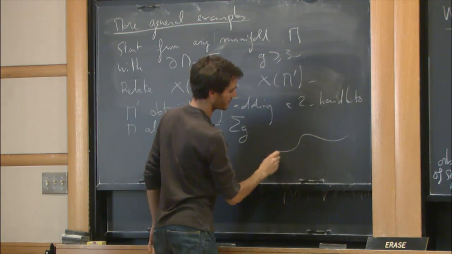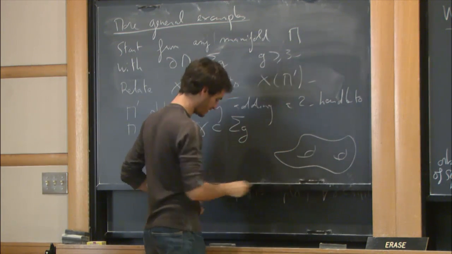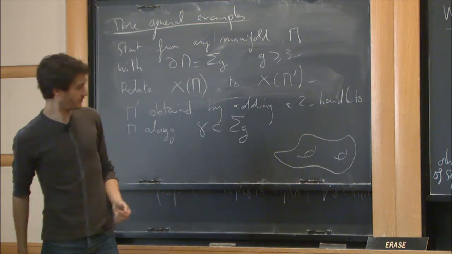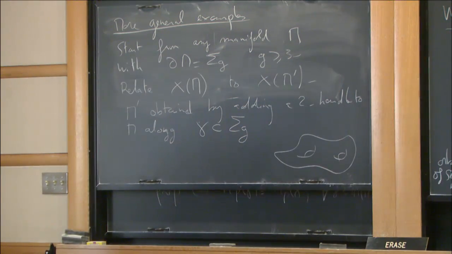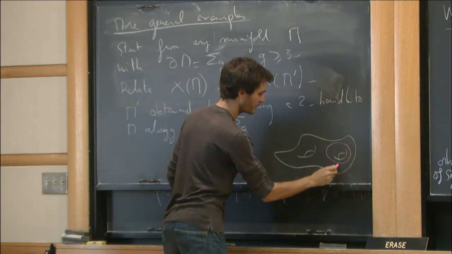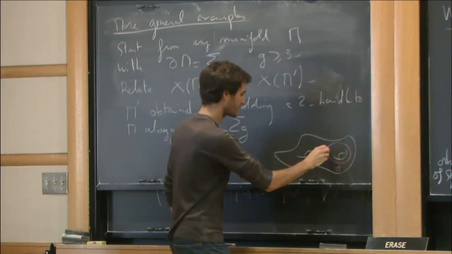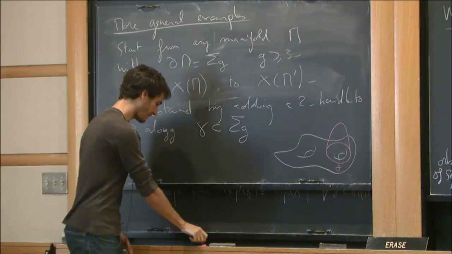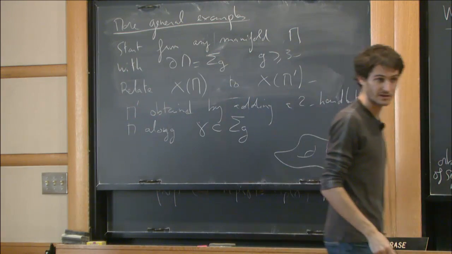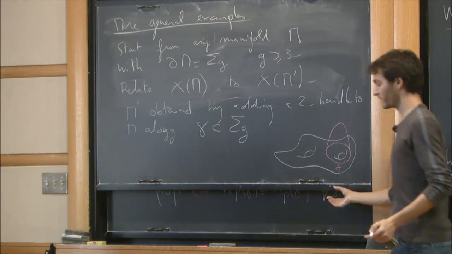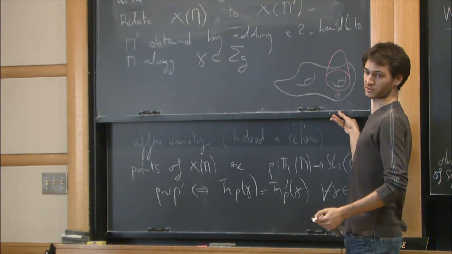So I have my handlebody here, or some more complicated three-manifold, and I choose a simple curve on the boundary, say gamma here, and I just add a disk along gamma, and I find another manifold. And by Morse theory, every manifold can be constructed just by gluing handles starting from a handlebody. So this is a very general way of constructing.